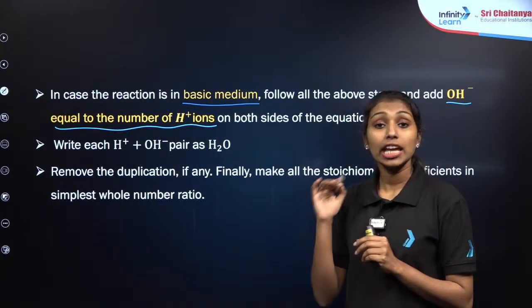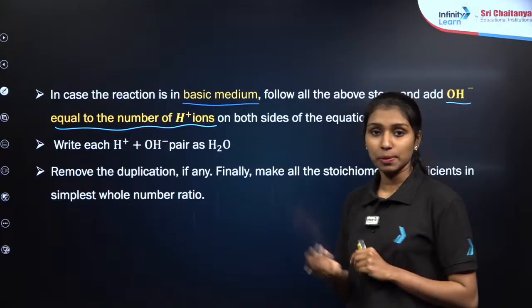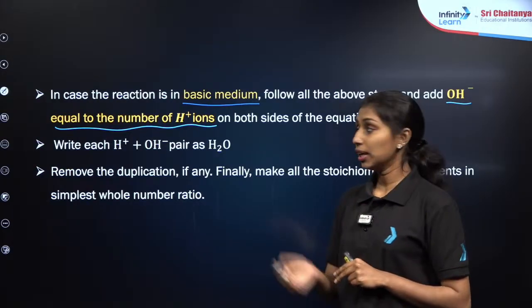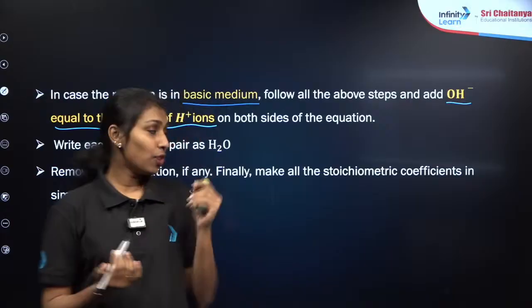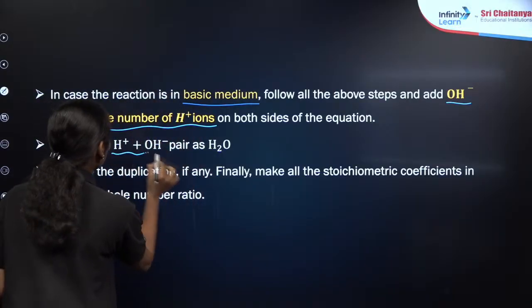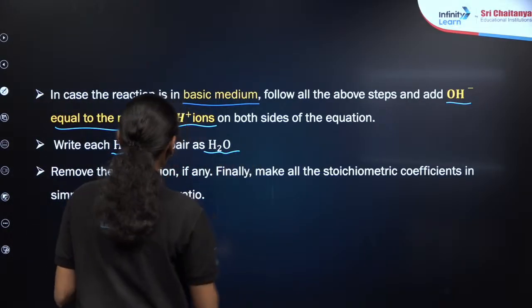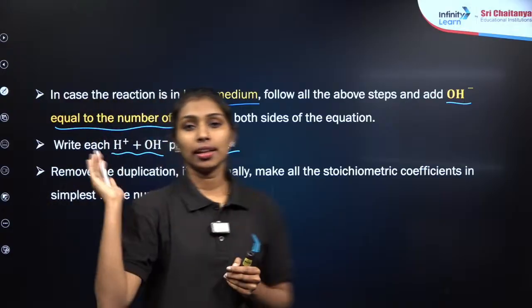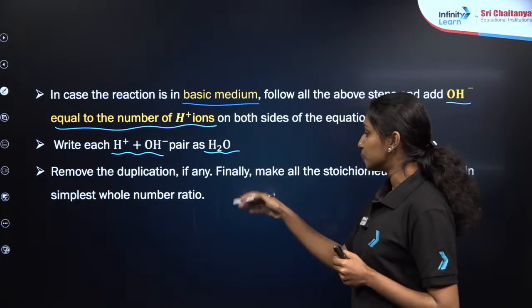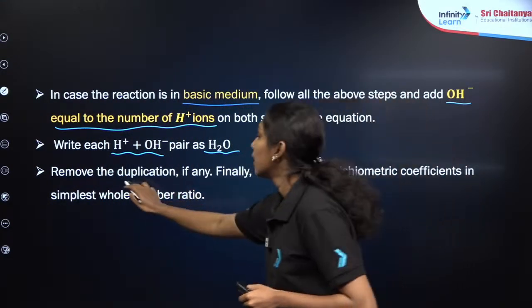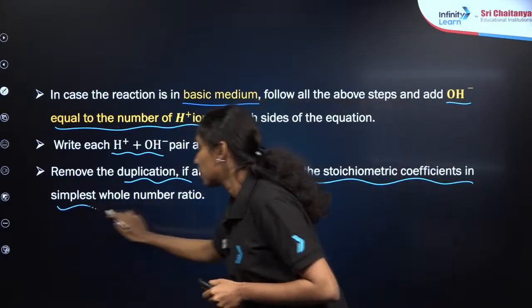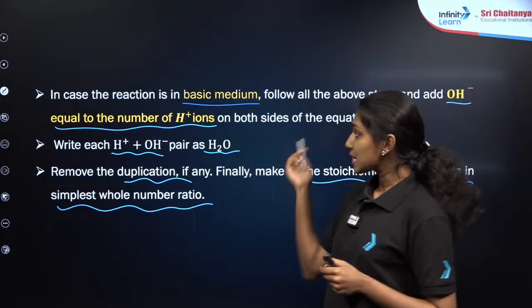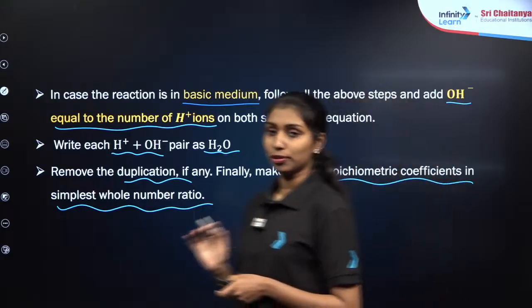Then add the equal number of OH minus ions, same as the H plus ions, to both sides of the equation. Then at one side this H plus and OH minus ion pair will act as a water molecule. Then you have to cancel out the duplication, and write all the stoichiometric coefficients in the simplest whole number ratio. I will explain with an example within a basic medium also. No need to worry.